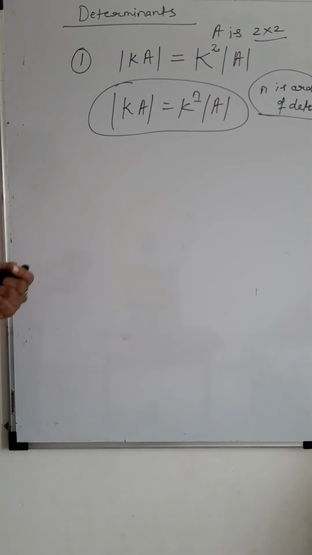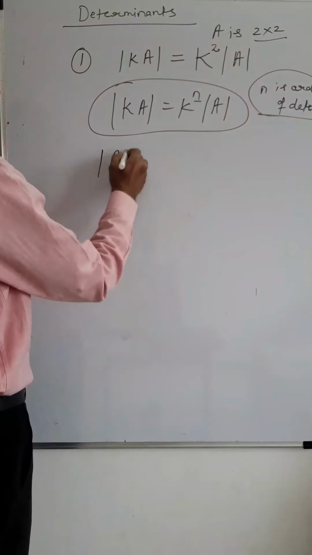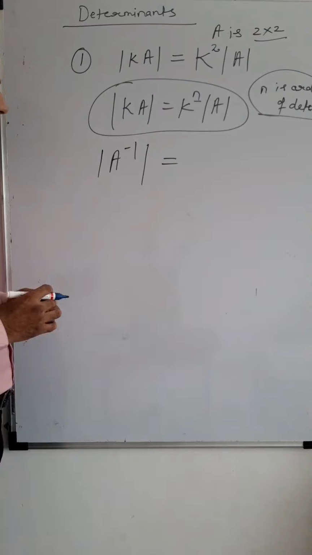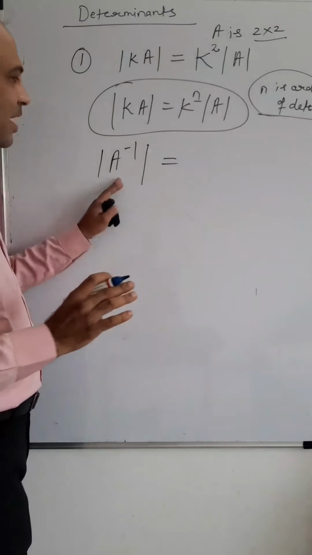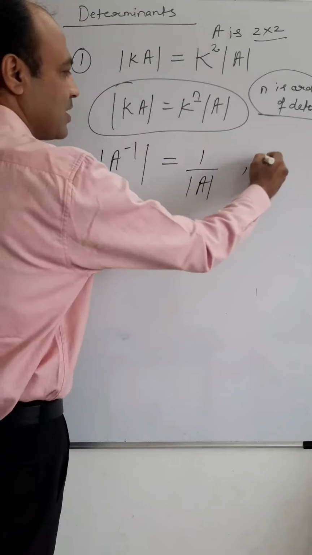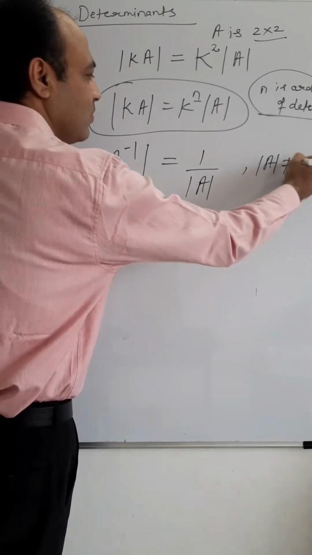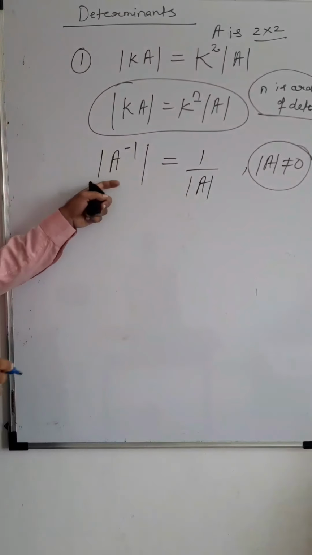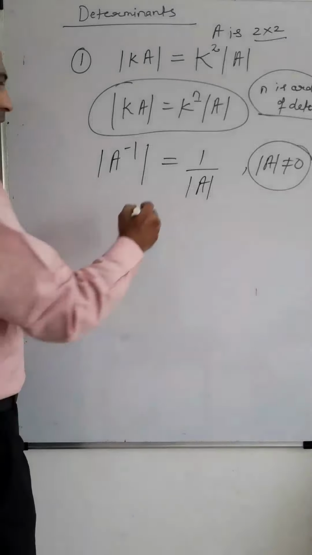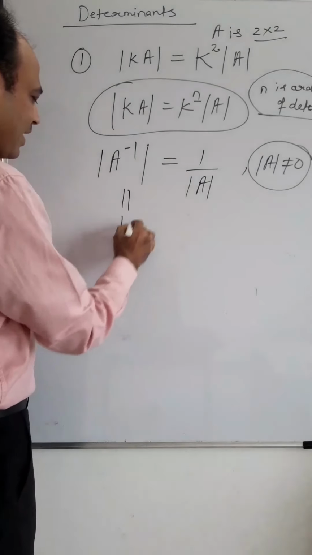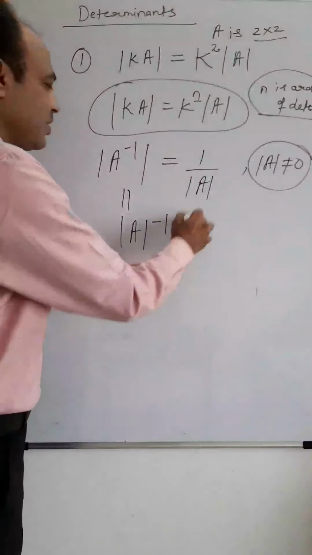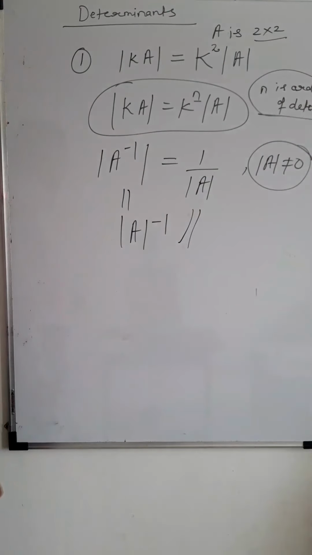Suppose it is written determinant of A inverse. See, A inverse you will see in matrix also. Fine. So if it is mentioned this way, determinant of A inverse, we can write 1 upon determinant of A. What is important? Determinant A should not be equal to 0. Fine. So determinant of A inverse is 1 upon determinant A. In fact, this can also be written as determinant A to the power minus 1. So this is the same as 1 upon determinant A. Clear?